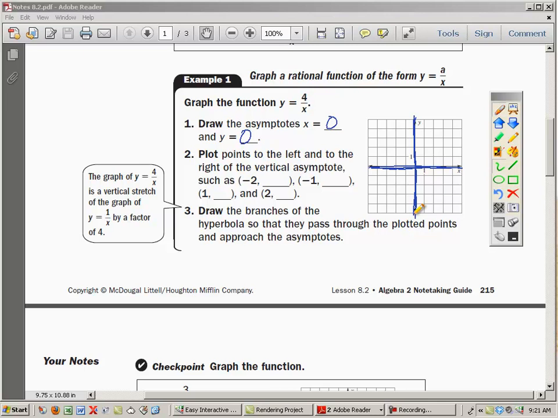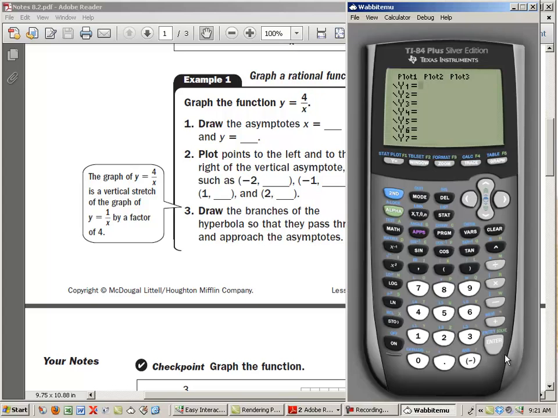All right, so let's plot some points to the left of this thing, and what we're going to do here is we're going to use our graphing calculator, and we're simply going to plot those points in our graphing calculator. So to get this rational function, we're going to put 4 divided by x, and we're going to make sure that I'm on a standard size window.